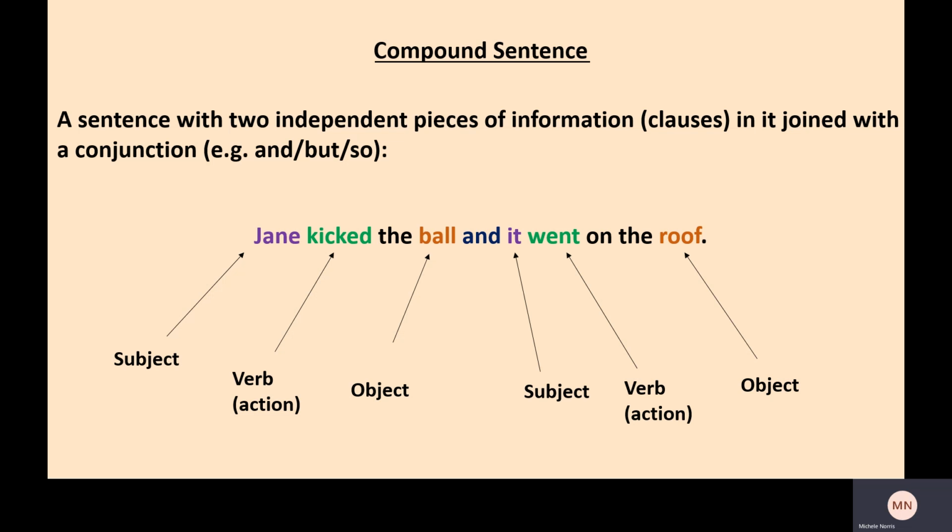Okay, let's have a look. So we've got Jane kicked the ball. There's your independent clause. You've got the subject, verb, and the action, the object rather. And there's your joining word. So they're two independent sentences or simple sentences joined together. Jane kicked the ball and it went over the roof. Okay, so you could actually put a full stop at the end of ball. Jane kicked the ball, it went on the roof. Okay, but instead, to make a compound sentence, you could remove the full stop and join them together with a conjunction.